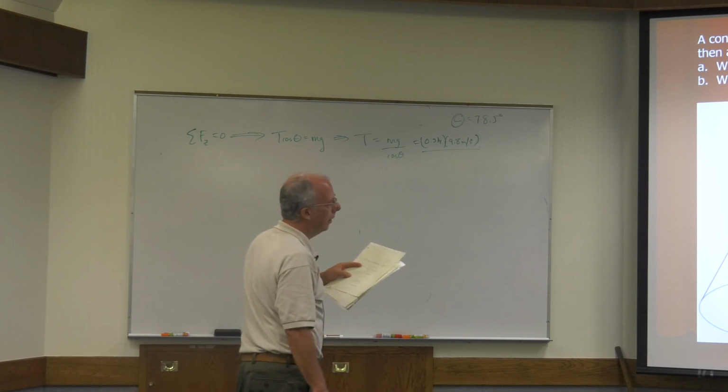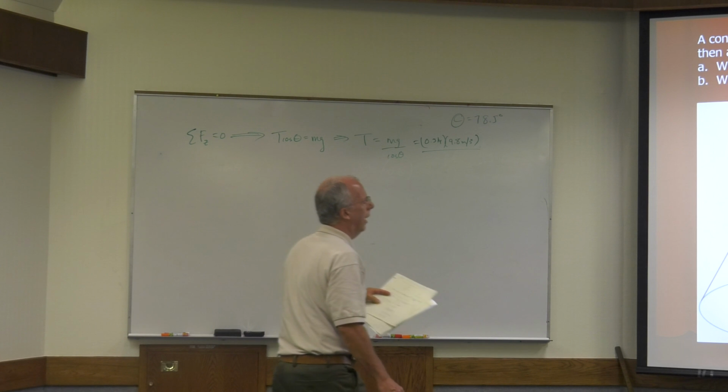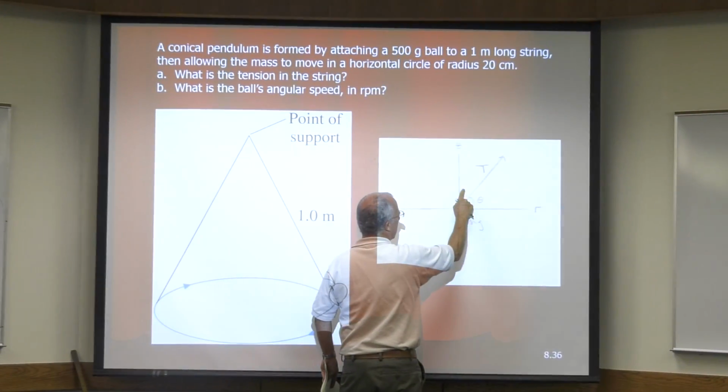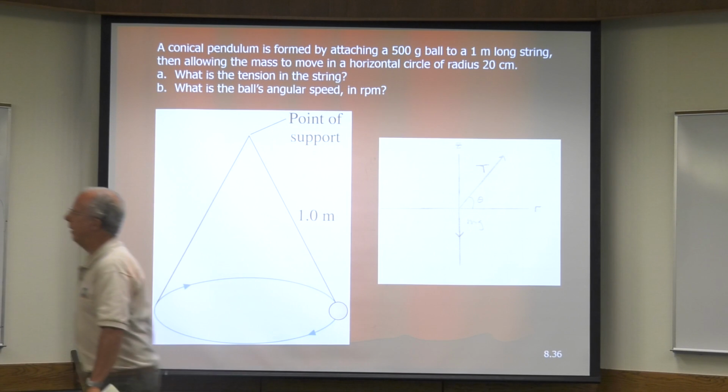Hold on a second. Oh, no, it's sine theta. I was looking at this, but this is the angle. So, sorry, it's T sine theta, right? Not cosine, because here's our angle. This is not our angle, this is our angle. Sine.